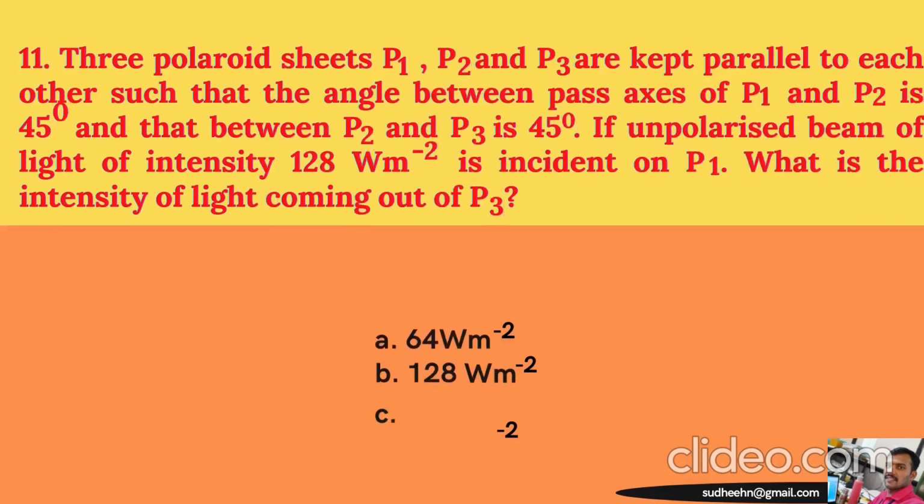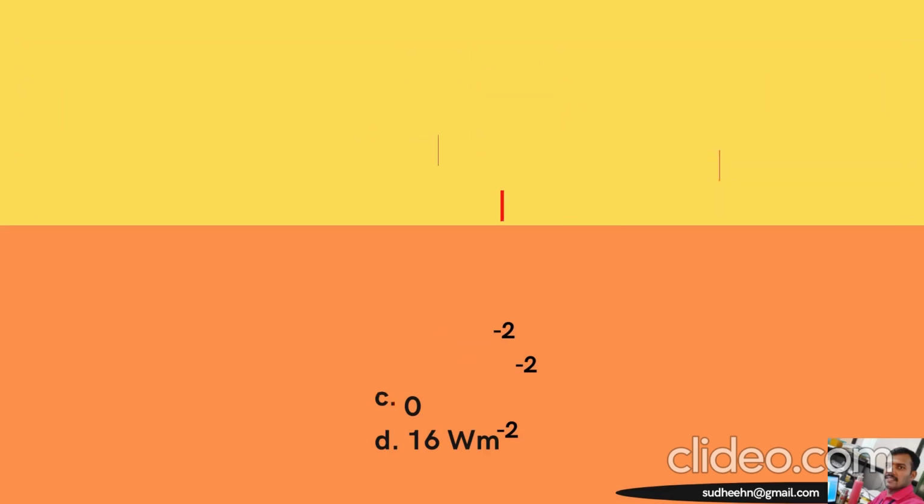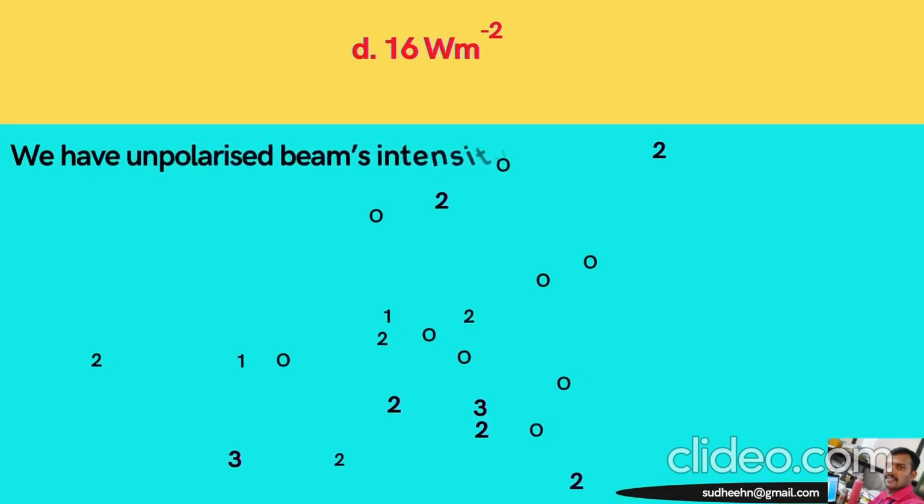Next, question number 11. Three Polaroid sheets P1, P2 and P3 are kept parallel to each other such that the angle between pass axis of P1 and P2 is 45 degree and that between P2 and P3 is 45 degree. If an unpolarized beam of light of intensity 128 watts per meter square is incident on P1, what is the intensity of light coming out of P3? The options are A 64 watt per meter square, option B 128 watt per meter square, option C 0, and option D, that is 16 watt per meter square. And the right answer is D, that is 16 watt per meter square.